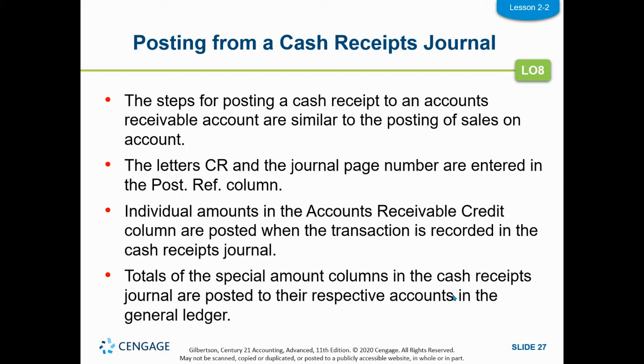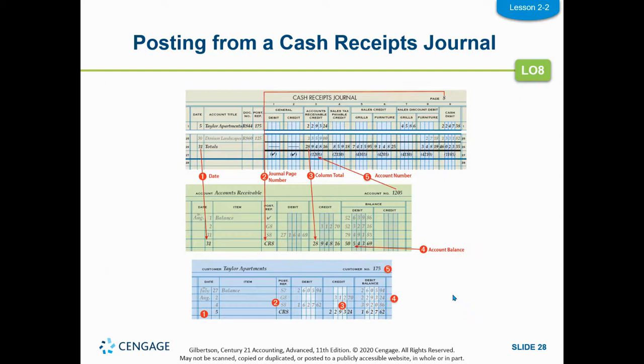So anytime we post the letters CR, the journal page number, and the post reference, you guys are, like I said, you're pros at posting. Cash receipts, just another reminder, is CR. And then, of course, the page number. So all the individuals are posted first, and then all of our column totals are posted last at the end of the month.